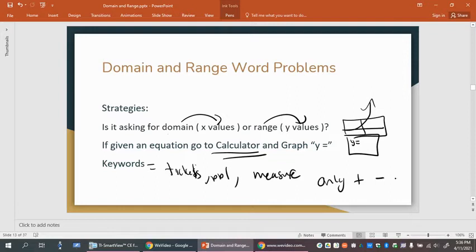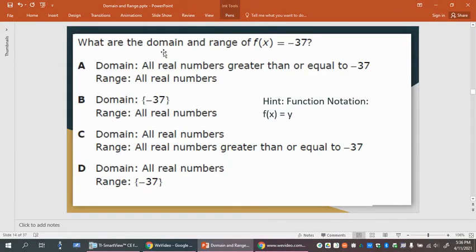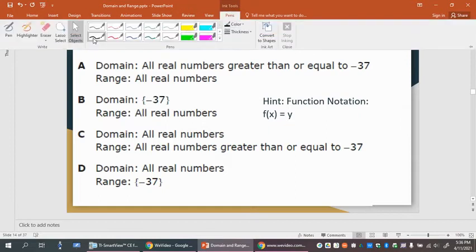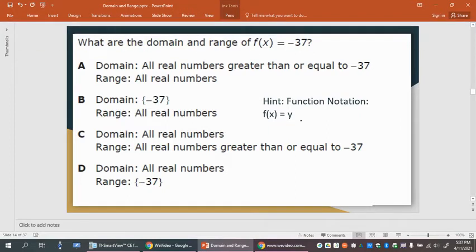Things like that. So those are some keywords to look for in your domain and range. So let's practice some problems. It says, what is the domain and range of f of x? So it wants both of these. So keep in mind function notation, f of x is just equal to y. That means that's going to be our y values.